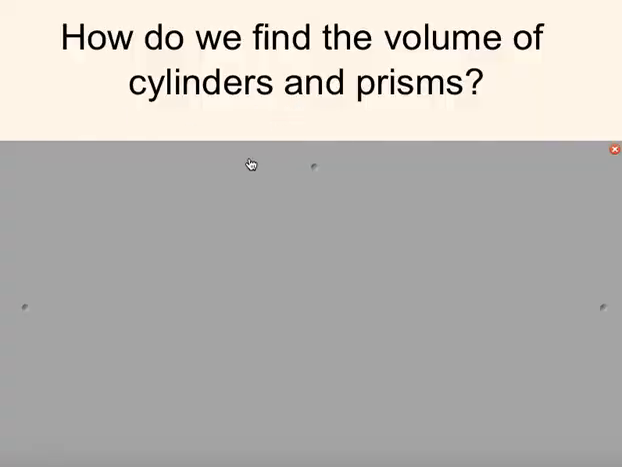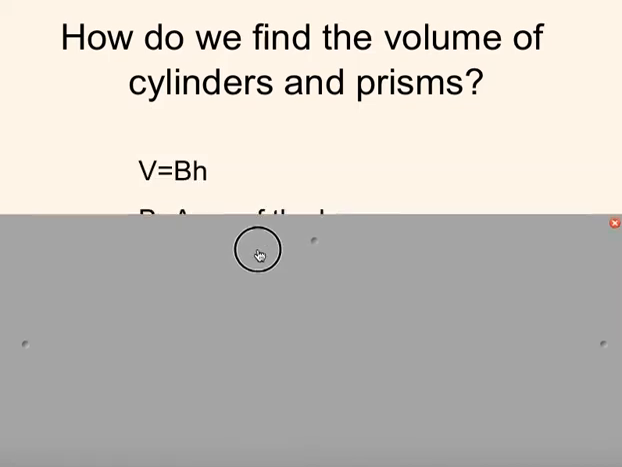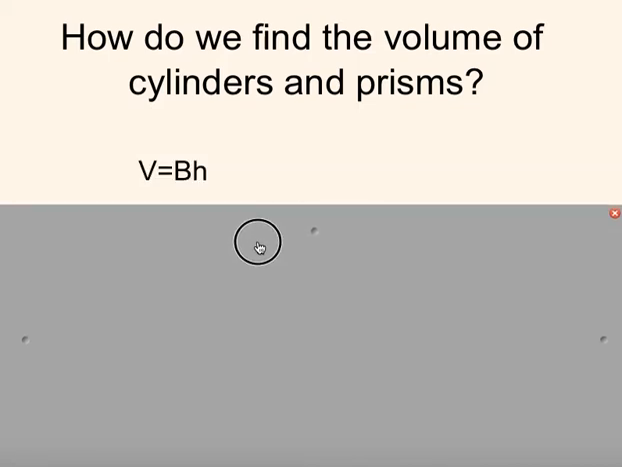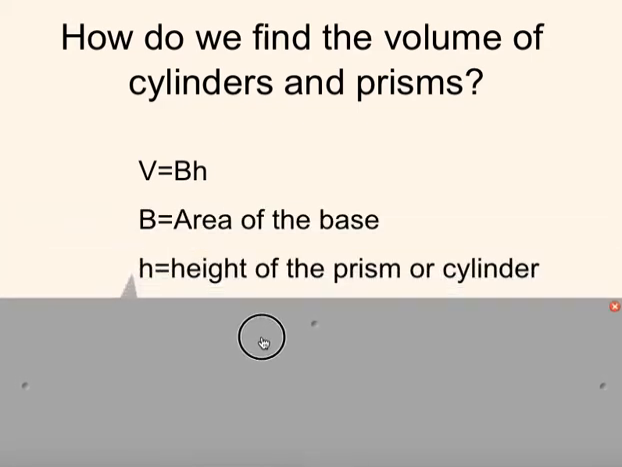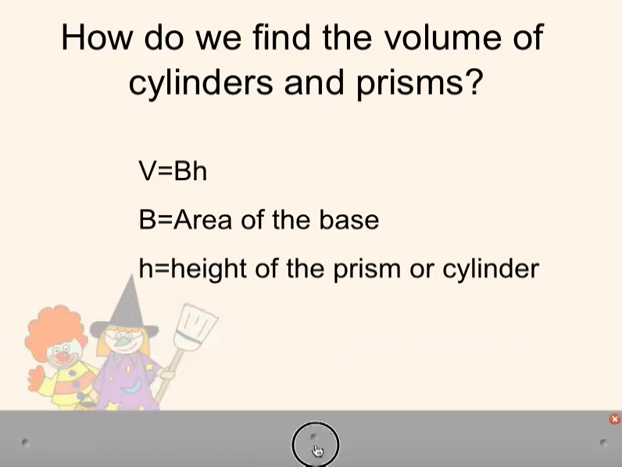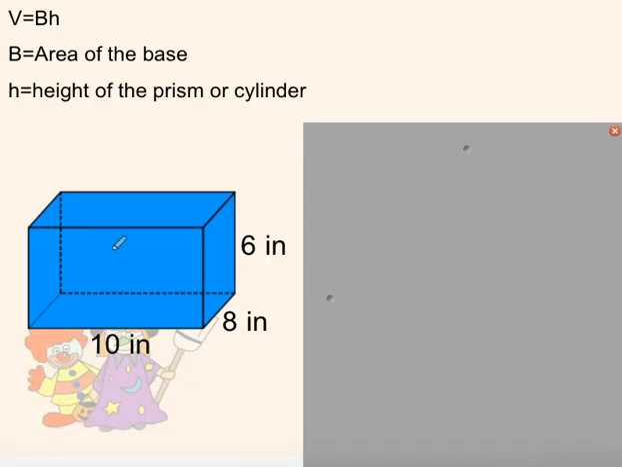So overall, we need to start with looking at how do we find the volume of cylinders and prisms, because that will help us with our goal of cones and pyramids. So our overall formula is volume equals the area of the base times the height. This will work for any cylinder or prism. We just have to change how we find the area of the base based on what we have. So let's look at a couple of these.